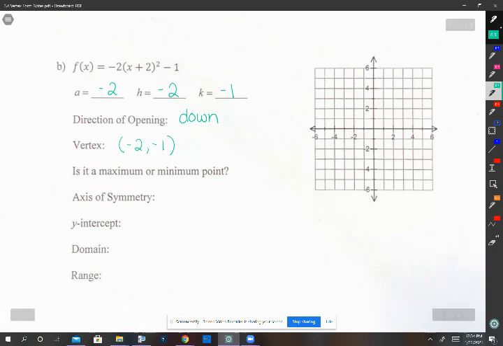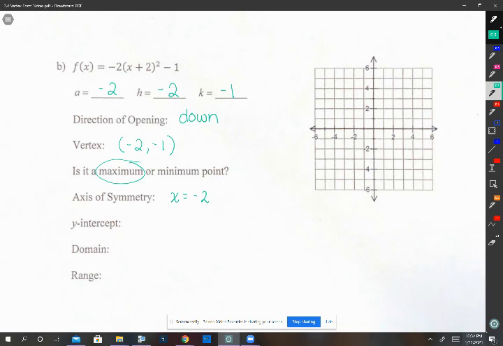And then it says, is it a maximum or minimum point? If it goes down, then it's going to be a maximum. Our axis of symmetry is going to be x is equal to negative 2. And then we have to solve to get our y-intercept. So let's just go to there. We know a couple of things.